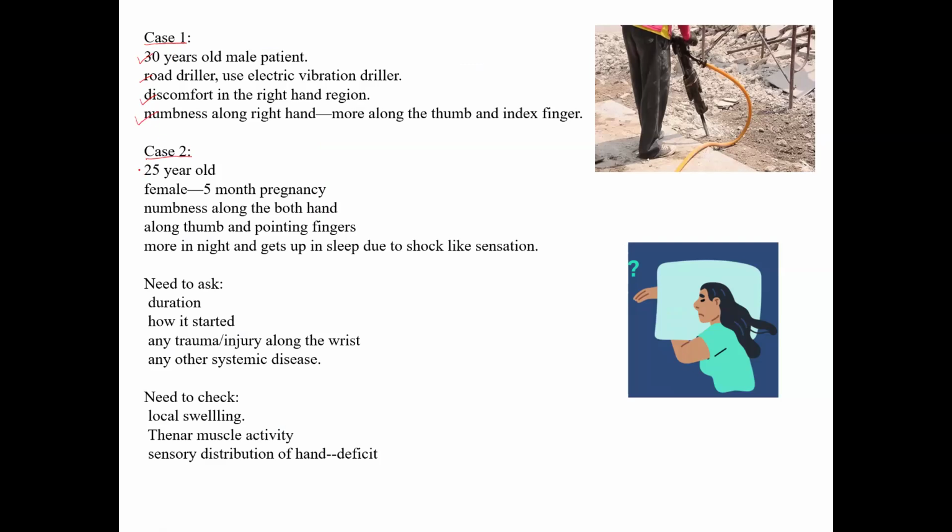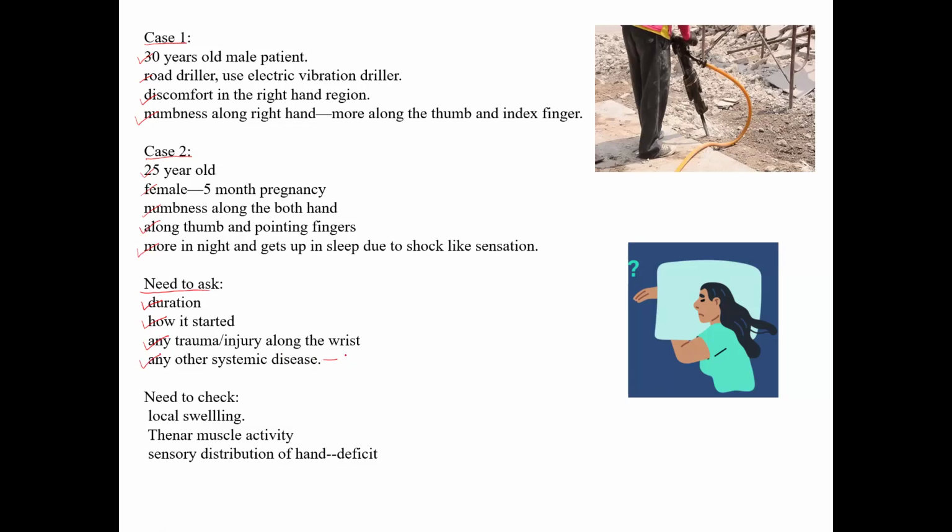The second case is a 25-year-old female, 5 months pregnant, with complaints of numbness along the hand, more over the thumb and the pointing finger, and more at night, and she gets up from sleep due to a shock-like sensation. So what do we need to ask if such patients come to you? The duration, how it started, any history of trauma or injury, or any other systemic disease.